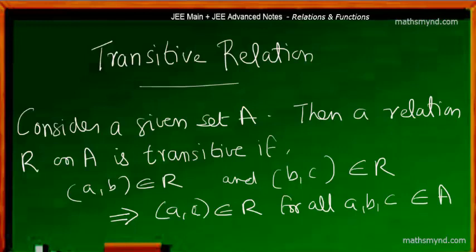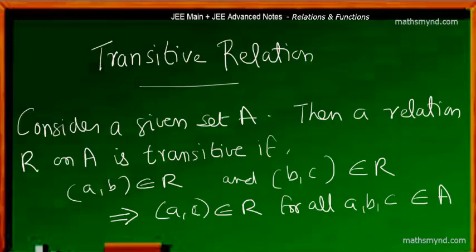So consider a given set A, then a relation R on A is transitive if (a, b), that's two elements of the ordered pair, is an element of the relation, and (b, c) is also an element of the relation, which implies that (a, c) is an element of the relation for all a, b and c elements of A.